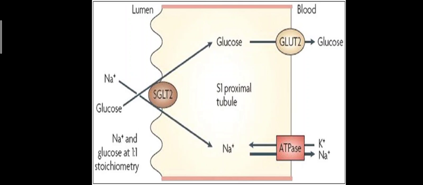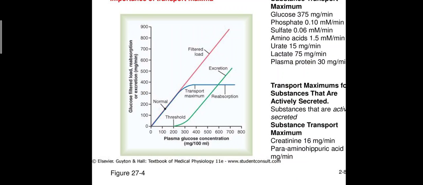So look at the diagram. Here SGLT2 is present in the apical membrane and the GLUT2 transporter is present in the basolateral membrane, which transports glucose to the interstitial fluid. And on the basolateral membrane, here you can see the sodium potassium ATPase pump. Then the terminology: what is meant by tubular maximum? So we will try to understand what is tubular maximum or transport maximum.